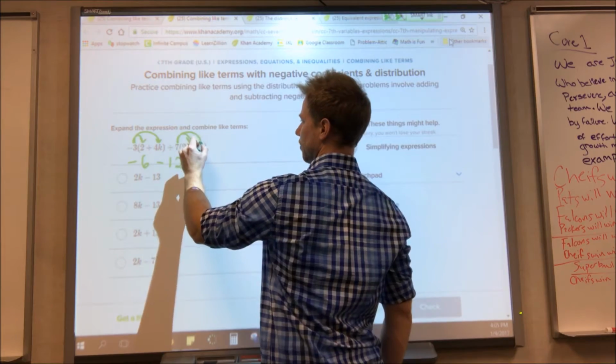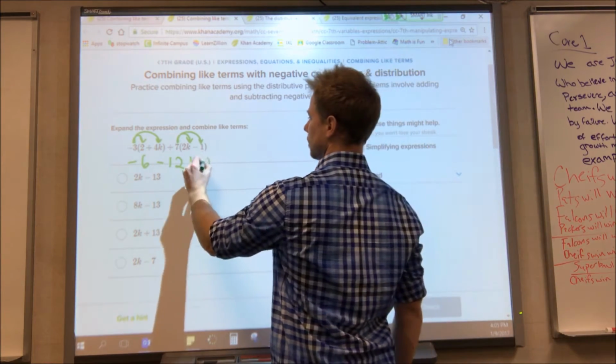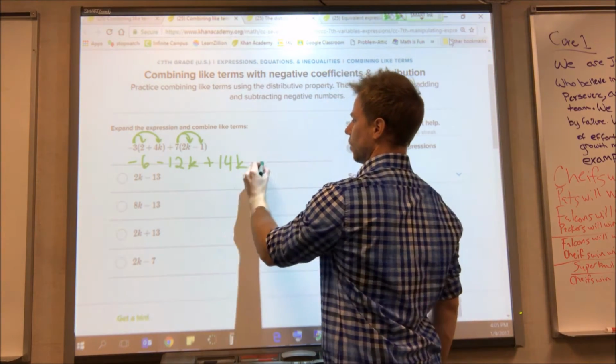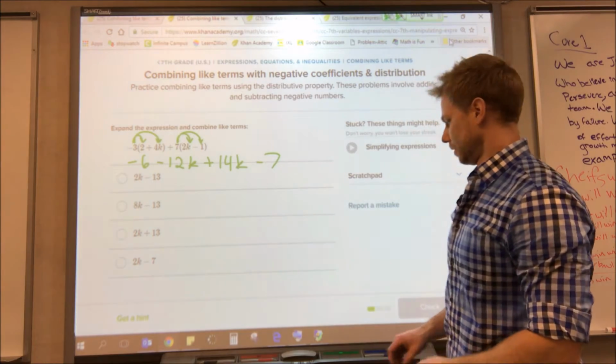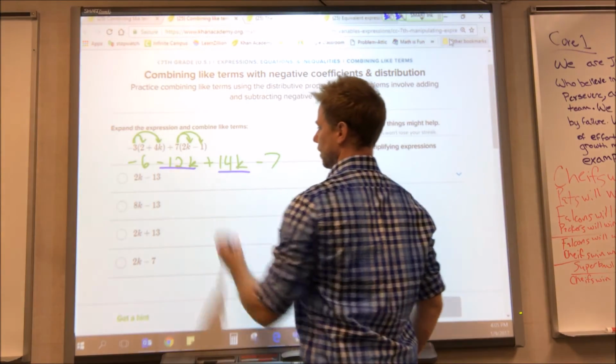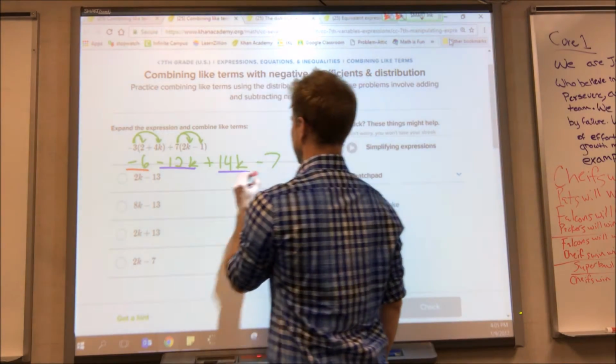Same thing here with the 7. We have to distribute it. 7 times 2 is 14, so plus 14k. A positive 7 and a negative 1 makes a negative 7. Now we can see our like terms. We have negative 12k and 14k. We have negative 6 and negative 7.